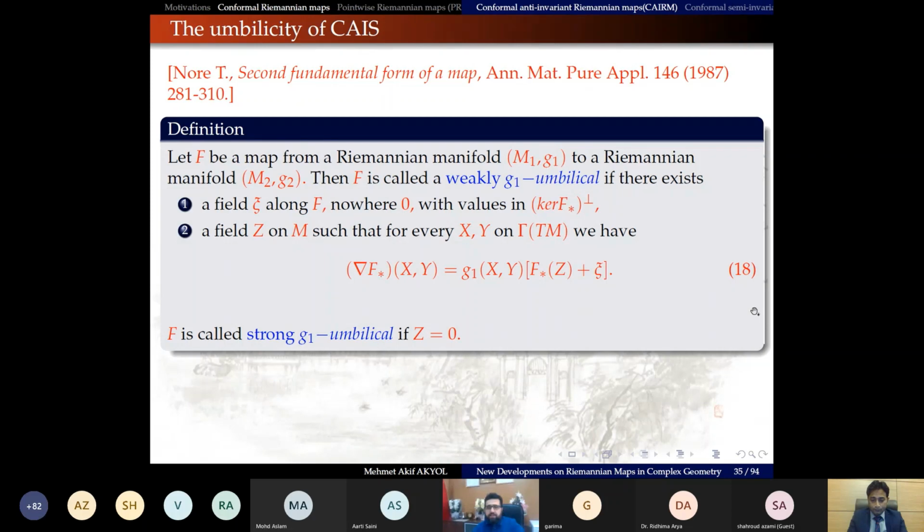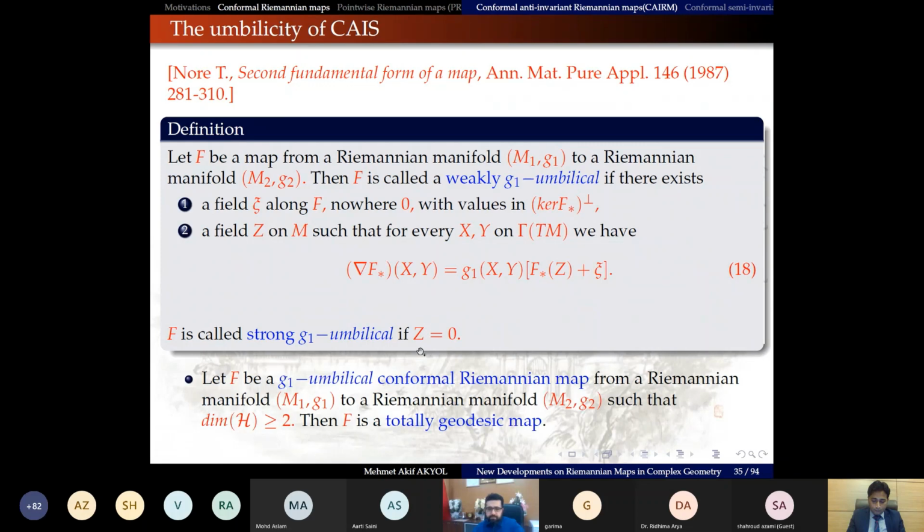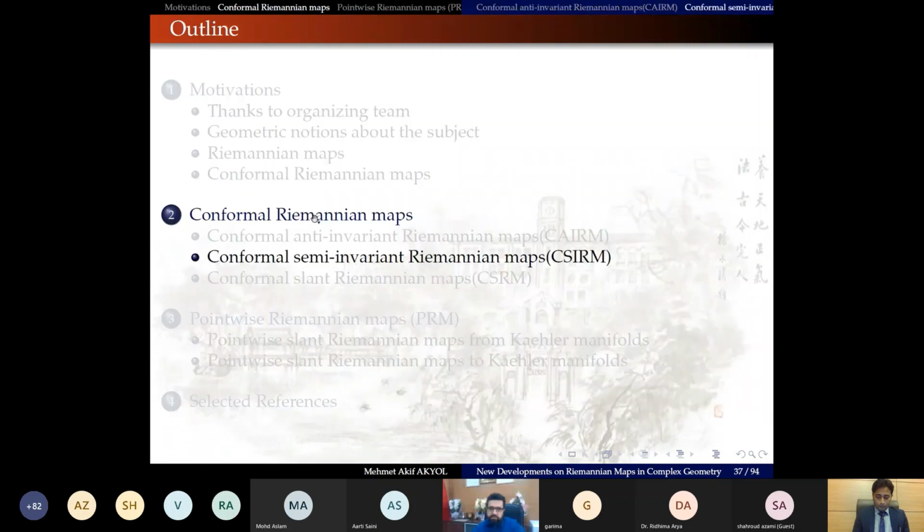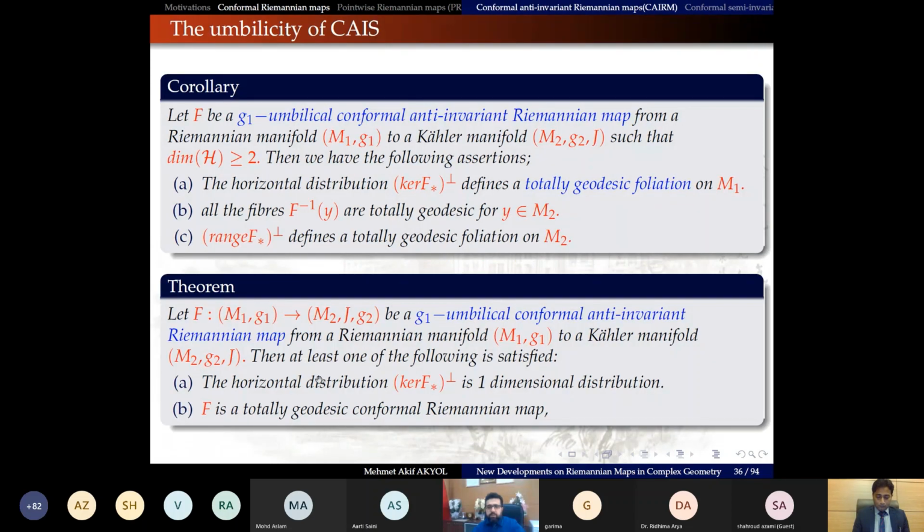If we have this, we call it F is strong G1 umbilical if Z equals zero. If the dimension of the horizontal space is bigger than 2, we say F is a totally geodesic map. And also, if the dimension of the horizontal space is bigger than 2 and F is a G1 umbilical conformal anti-invariant Riemannian map, we have the following assertion. Also, we have this theorem if we put G1 umbilical on the conformal anti-invariant Riemannian map.